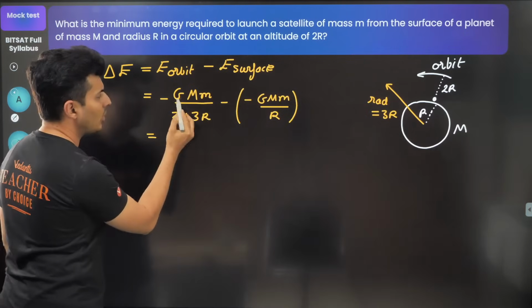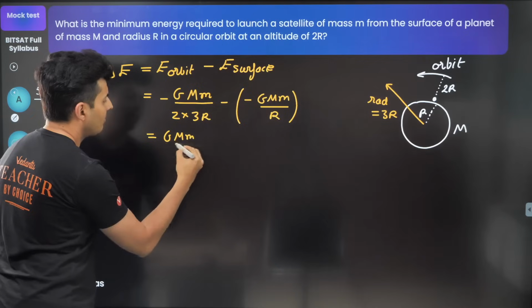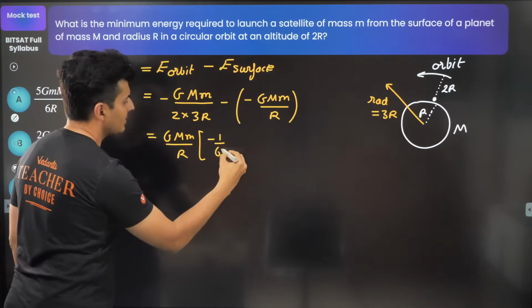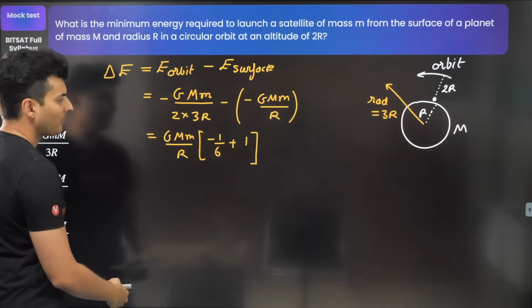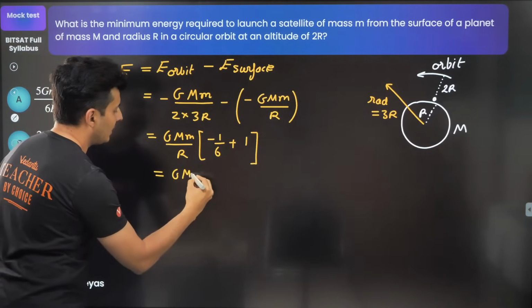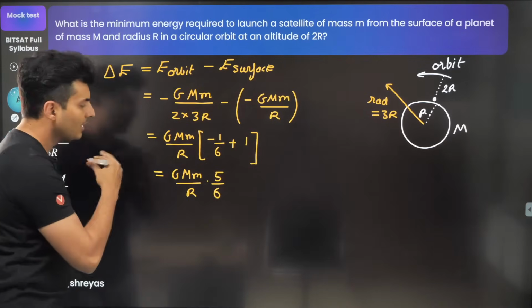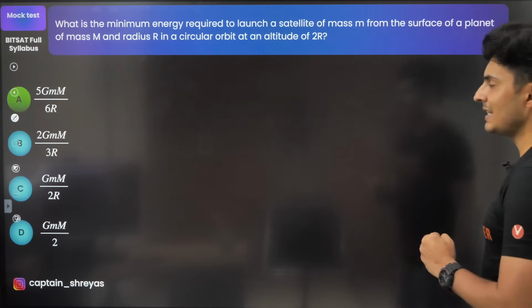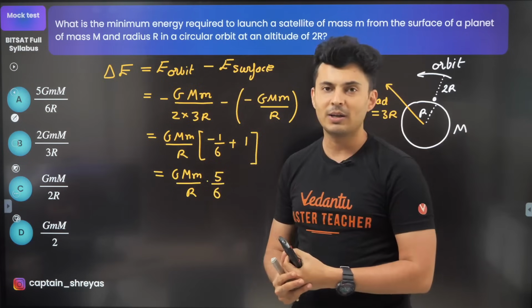Now many terms are common: G, M, m and r. So take GMm divided by r as common. Now this becomes minus 1 by 6, and minus times minus becomes plus, that's why it's plus 1. Now 1 minus 1 by 6 is 5 by 6. So this is going to be GMm divided by r multiplied by 5 divided by 6. I believe that should be the answer. And as you can see, option A is the correct one, 5GMm by 6r, exactly what we got.